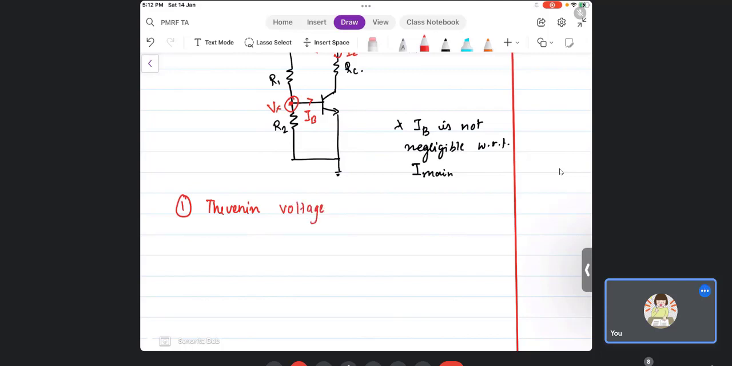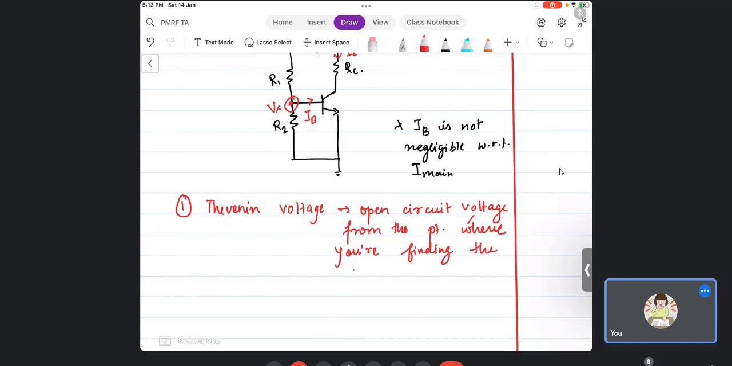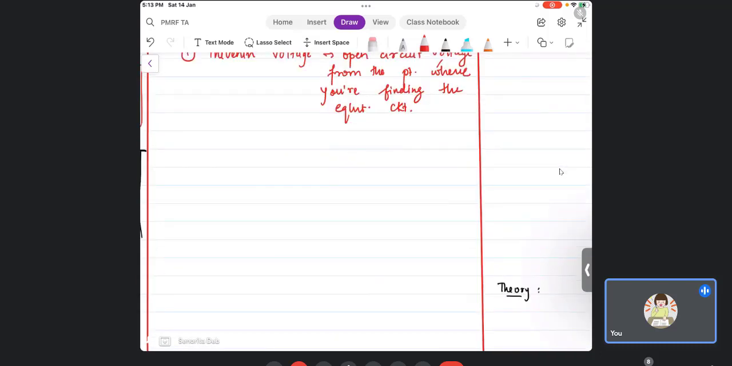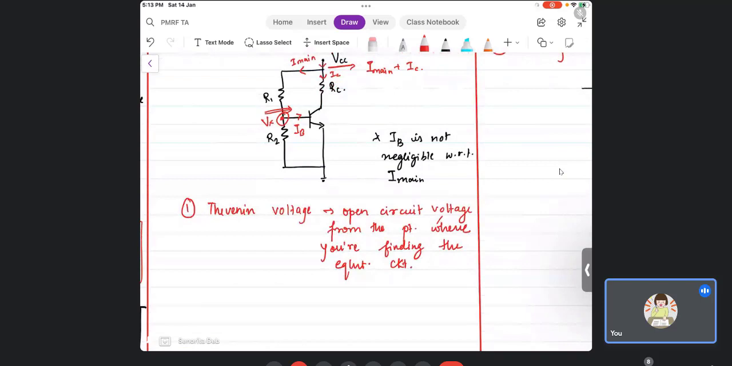Now Thevenin voltage is nothing but the open circuit voltage from the point where you are finding the equivalent circuit. So this is your point of seeing, the point from where you are finding the Thevenin equivalent circuit. So here where is that point? Vx is the point. So what will I do? This is the open circuit voltage, right?